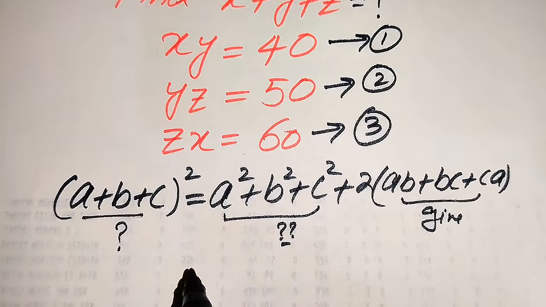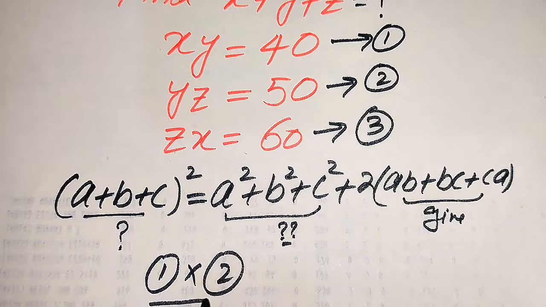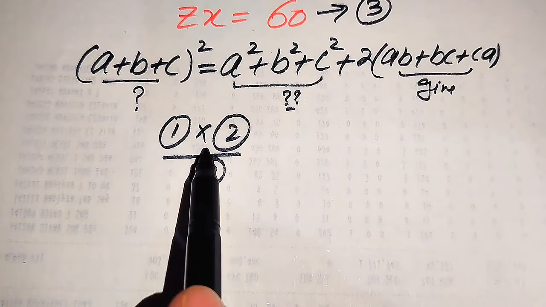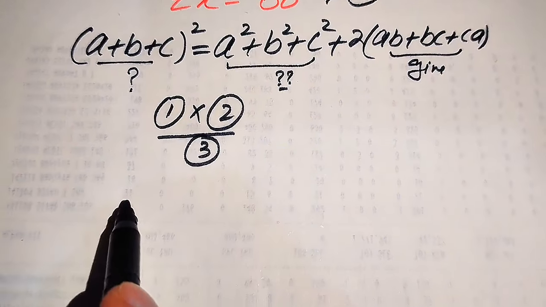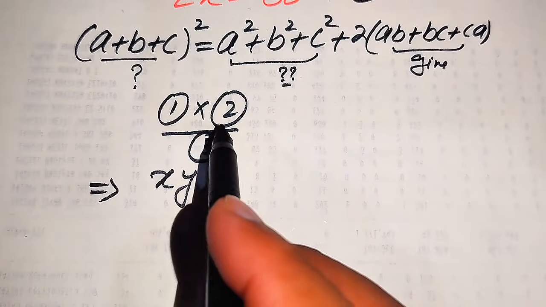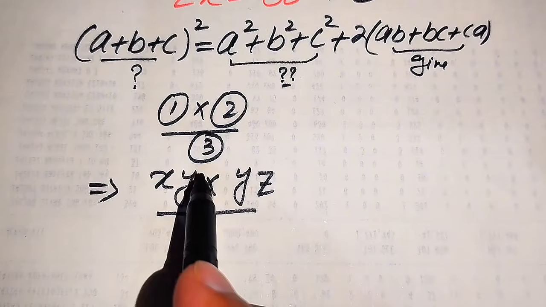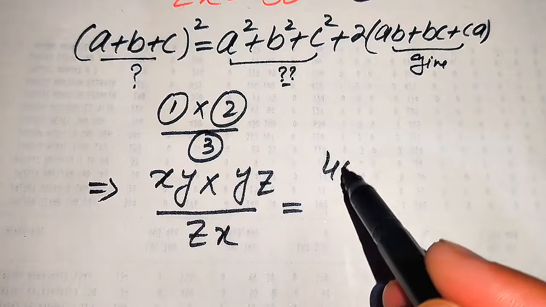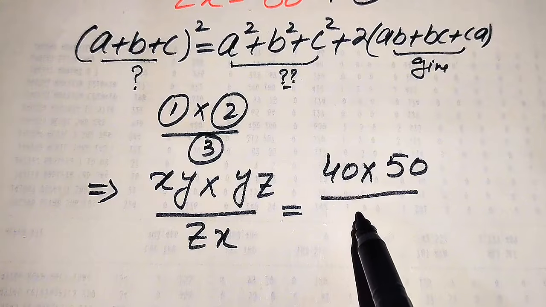Now we do this step. We multiply equation number 1 with equation number 2, and divide by equation number 3, on both sides. After making this step, we write our equation as: the left hand side of equation number 1 is xy, multiplied by the left hand side of equation number 2, yz, divided by the left hand side of equation number 3, zx, equals the right hand side of equation number 1, 40, times the right hand side of equation number 2, 50, divided by the right hand side of equation number 3, 60.